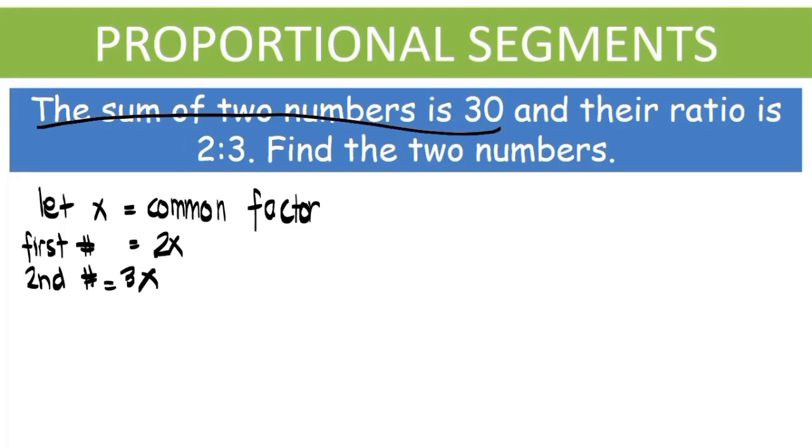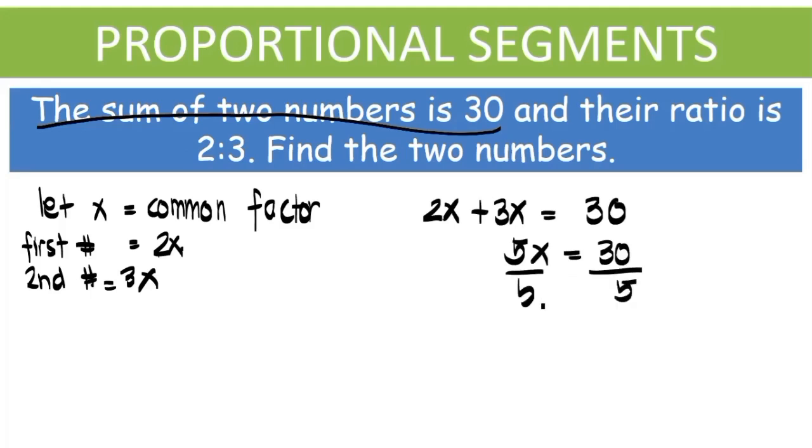That's why if you multiply these by a common factor, which serves as your x, and add them together, it will give you 30. So the equation will look like this now. 2x plus 3x is equal to 30. 2x plus 3x is 5x equals 30. Divide both sides by 5, x becomes 6.